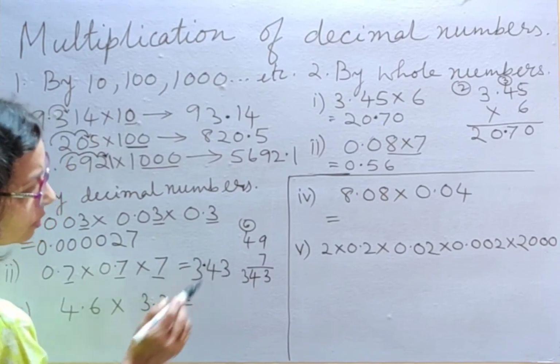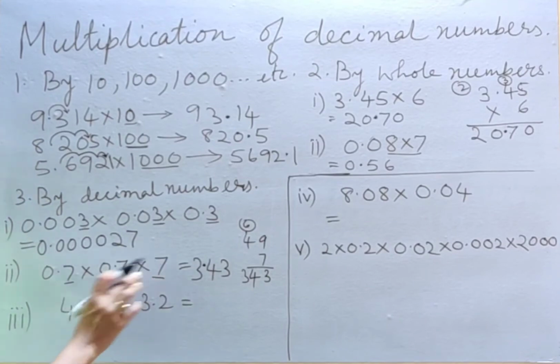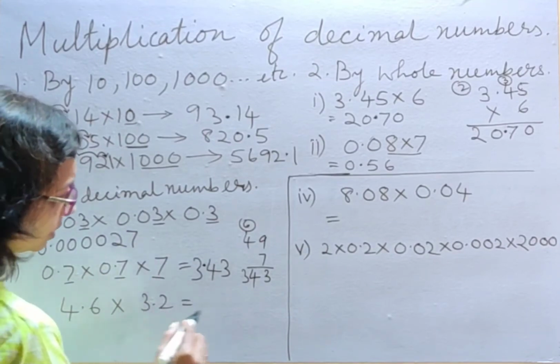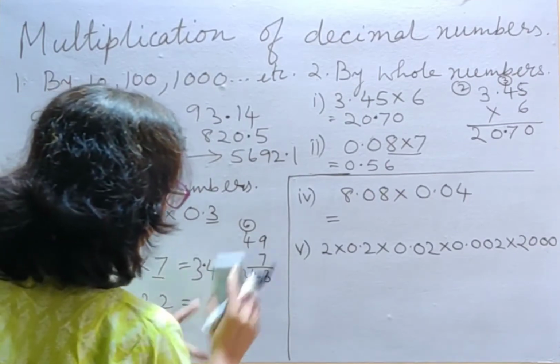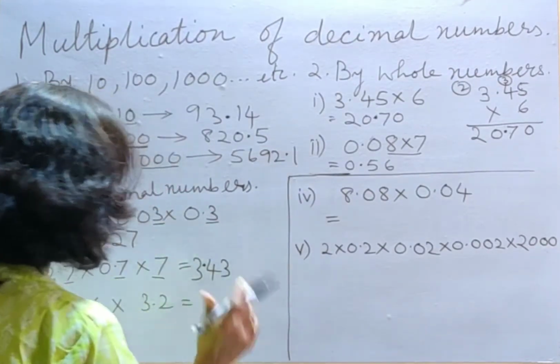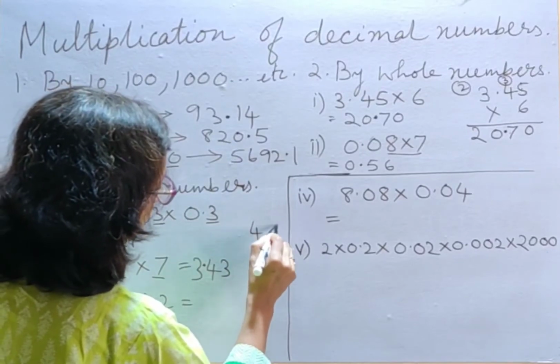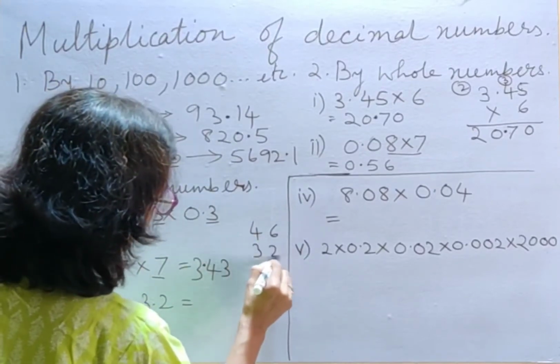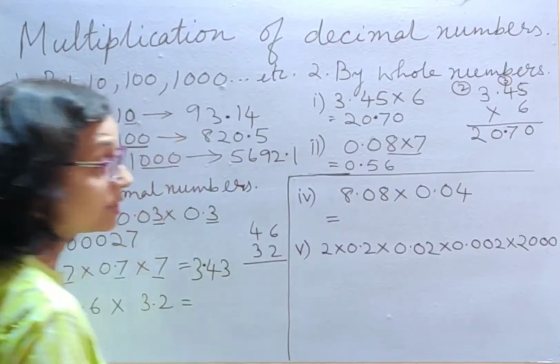So here also you have to see you make 2 decimal places in the product. Now you multiply this 4.6 into 3.2. Now 4.6 into 3.2, you need not put the decimal point. First you do the multiplication, 46 and 32. This one you can do with a small trick.